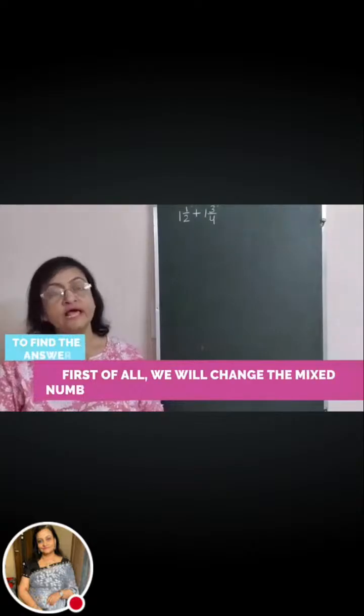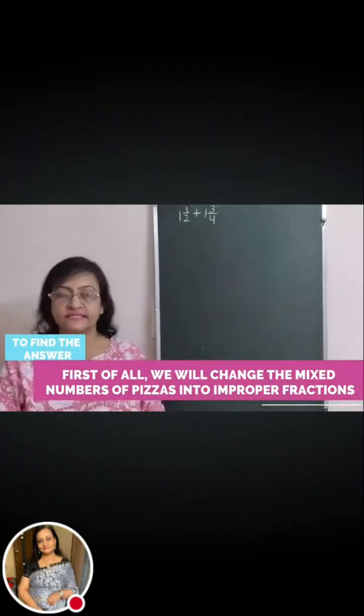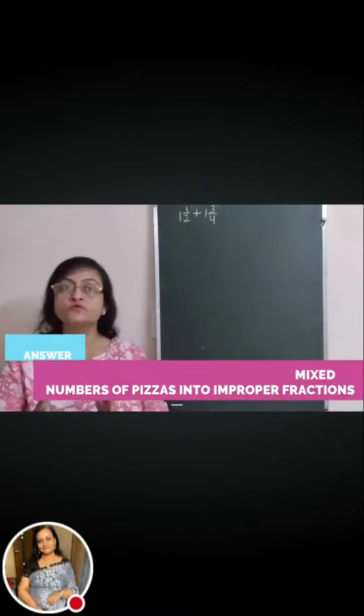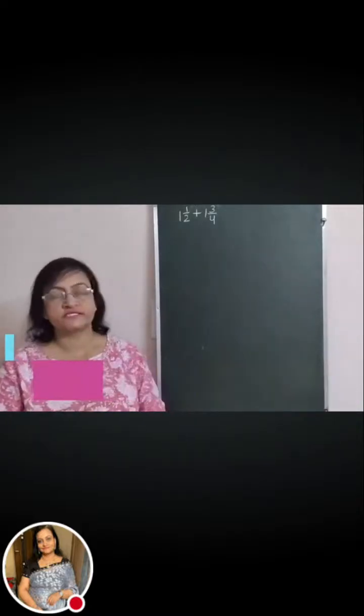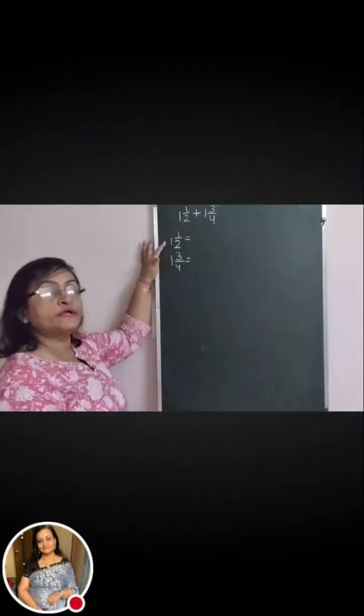Children, to find the answer, first of all, we will have to change the mixed numbers of pizzas into improper fractions. First of all, we will change 1 and a 1/2 into improper fraction.